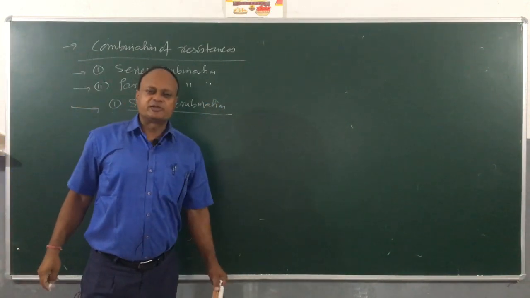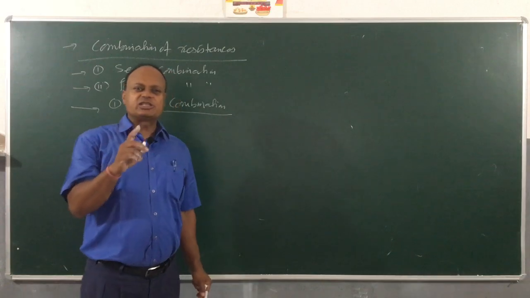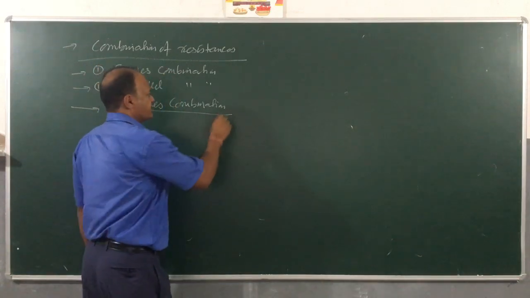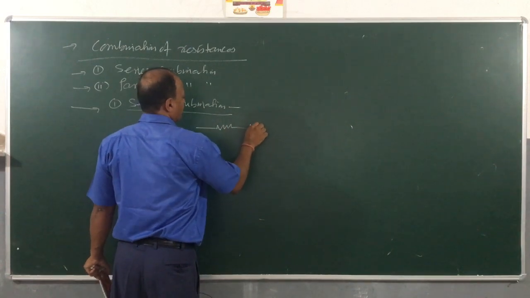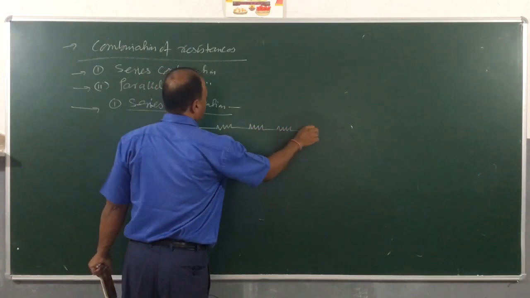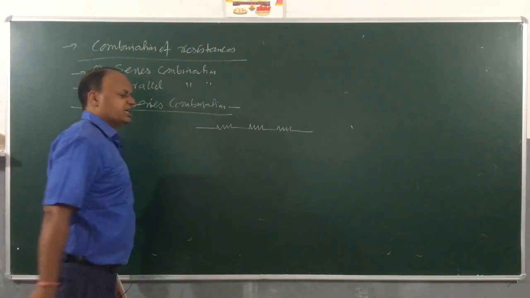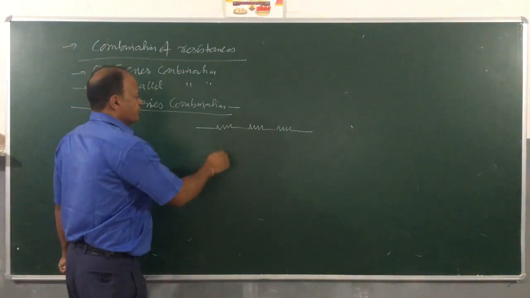In series combination of resistance, children, we combine resistances from end to end like this. One resistance is here and another resistance is here, and we will go on. You can put as many as we want. So, this is end to end combination.